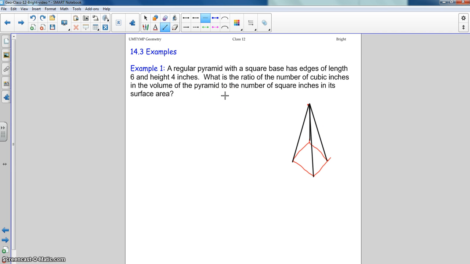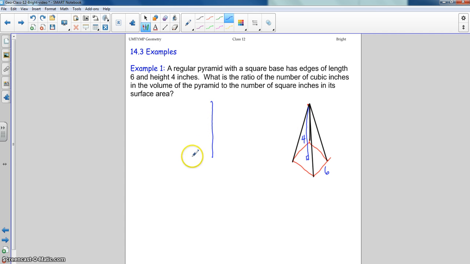Now I have a square base. I know each edge has side length 6, and the height, which goes from the apex to the centroid, meets at a right angle. This has a length of 4 units. It says, what is the ratio of the number of cubic inches of the volume to the surface area? Great. So I'm going to flatten this again into 2 dimensions. Here's the height.